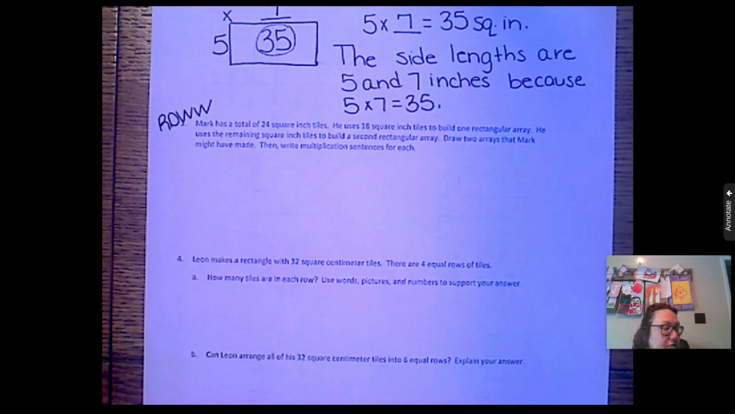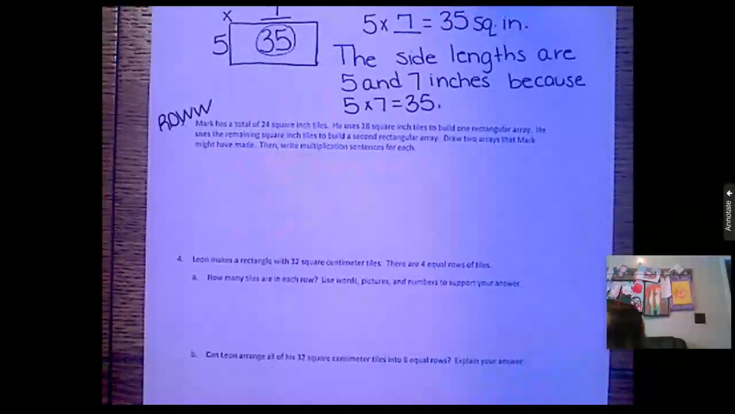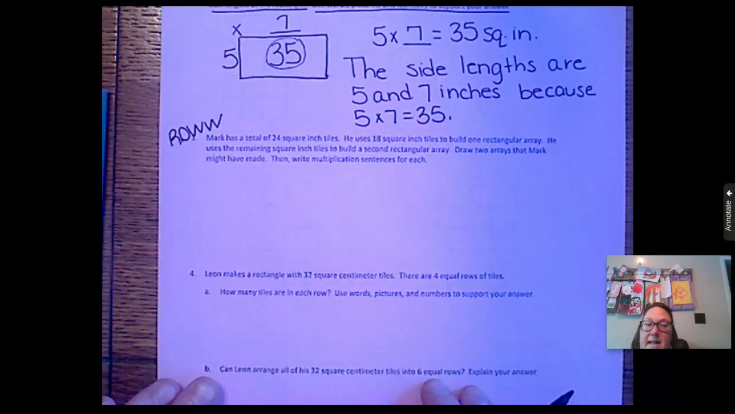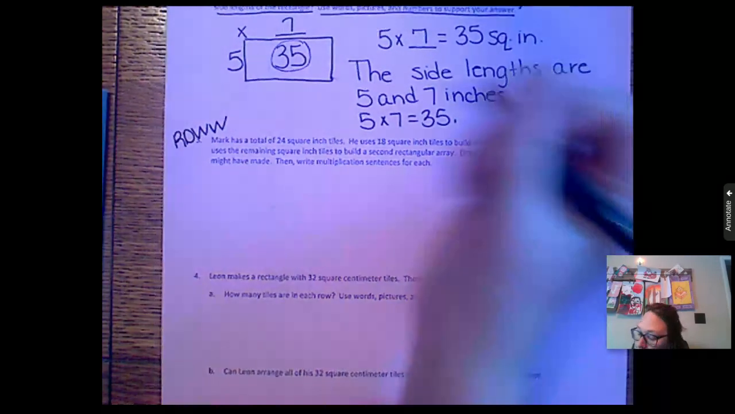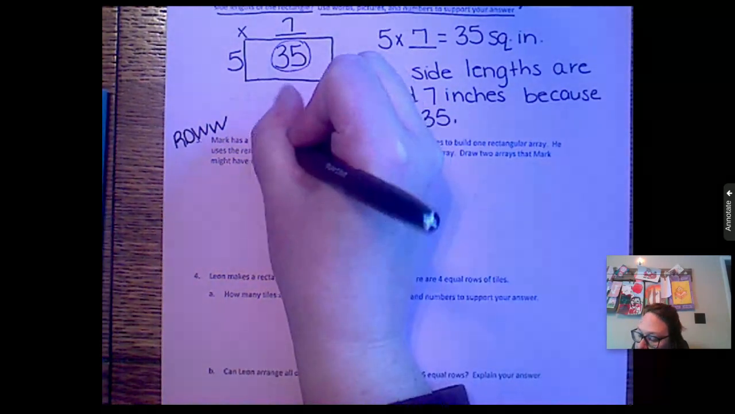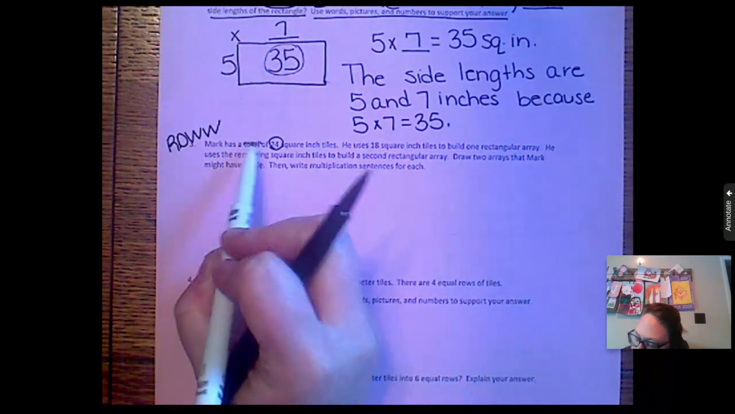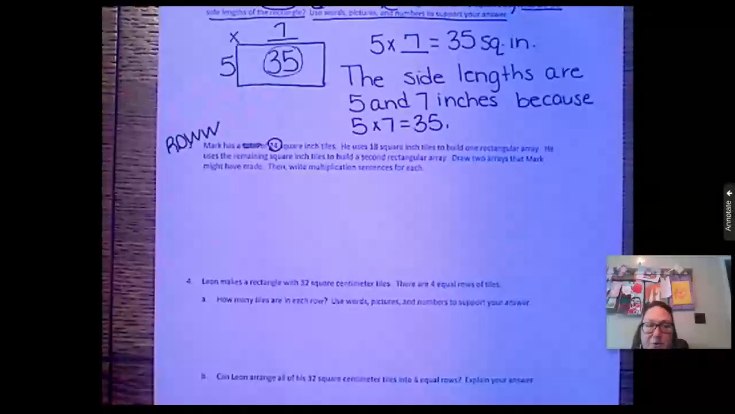All right, I'm trying to think. I don't have my highlighter right with me. We can kind of use this marker right here. Okay, so Mark has a total of 24 square inch tiles. That's my total, right? So I can also highlight the word total. If you don't have your highlighter right with you, because I forgot to tell you, then you can just kind of mark it or circle the word.